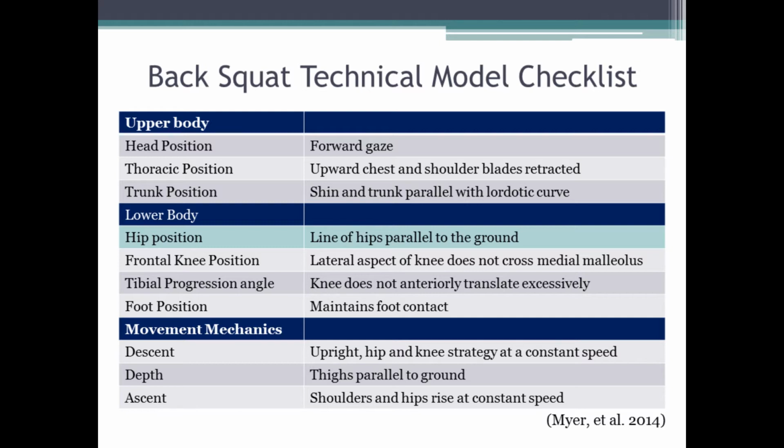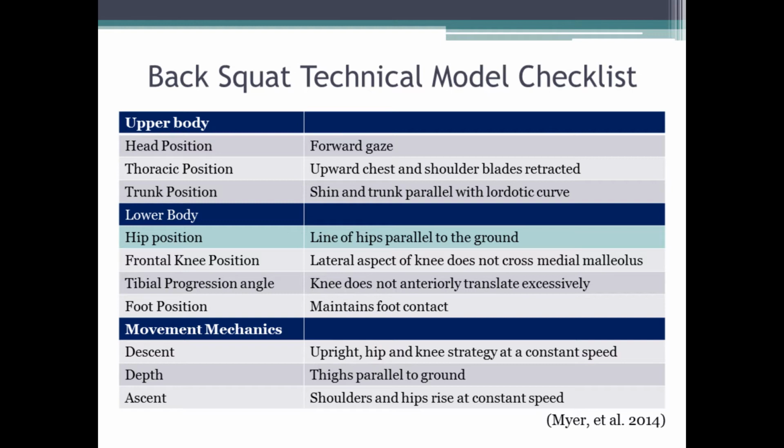The heel remains in contact with the ground, even when the knees move forward, suggesting the knees do not anteriorly translate excessively. The descent is upright with the simultaneous unlocking of the hip and knee at a constant speed. It is interesting to note the rapid descent of the squat, as according to Myers 2014, a rapid descent is considered a deficit, as high velocity eccentric movements can be dangerous if the muscles are forced to stretch in a short amount of time. The depth is sufficient as the thighs are parallel to the floor.